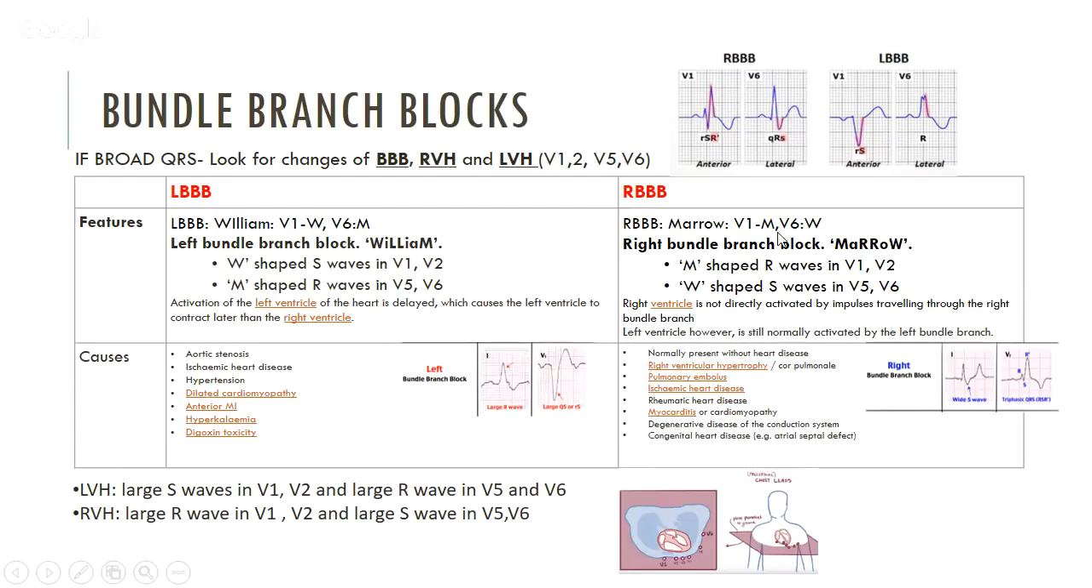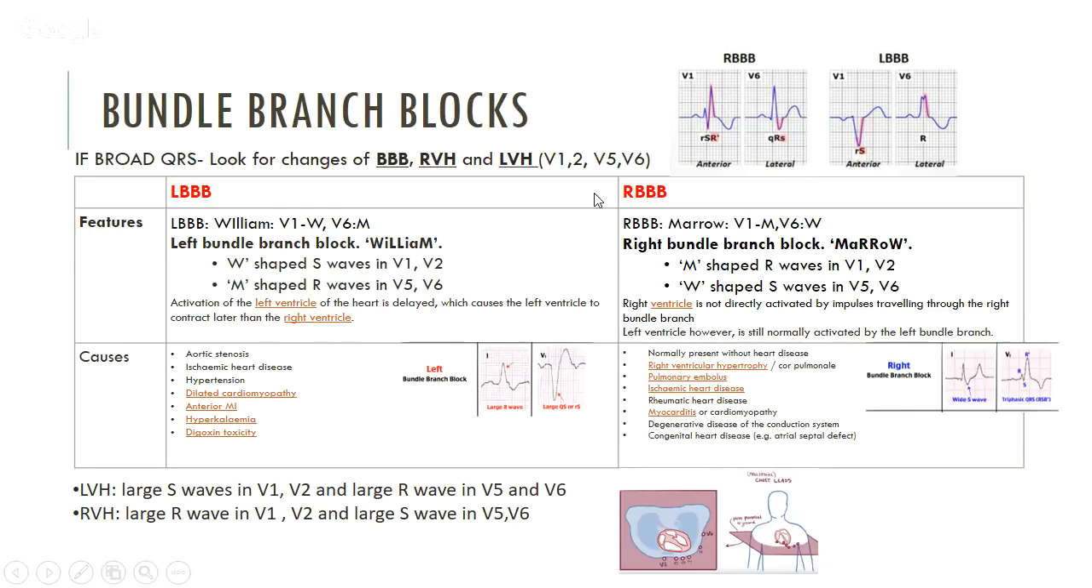And then for right bundle branch block, it's Marrow. So in V1, it looks like an M, V6 looks like a W, and it's Marrow, so it's right bundle branch block. It's a good way to remember it, but in reality, sometimes when we look at an ECG, it's tricky to know if it looks like an M or a W. So the way I remember it is basically with a left bundle branch block, there's a big S wave in V1, and in right bundle branch block, there's an RSR in V1. That's how I remember it. But I guess this mnemonic can help you as well.